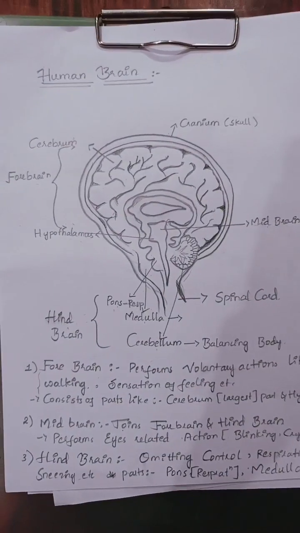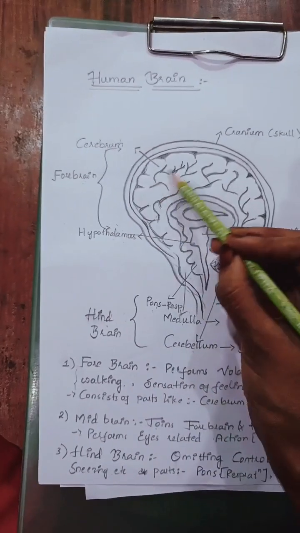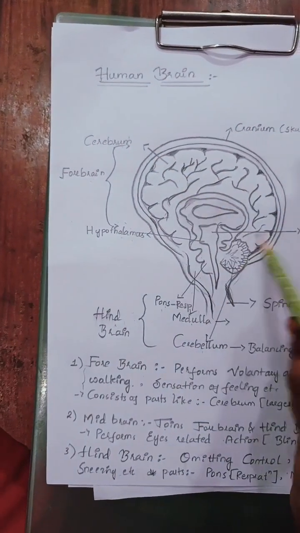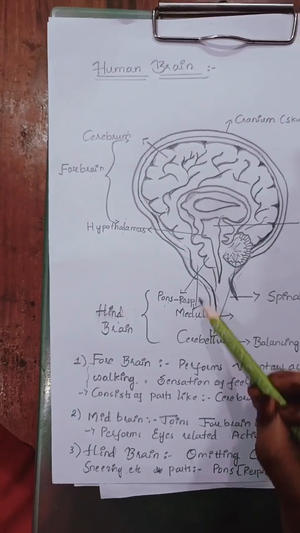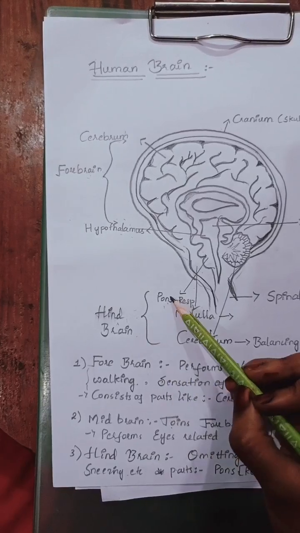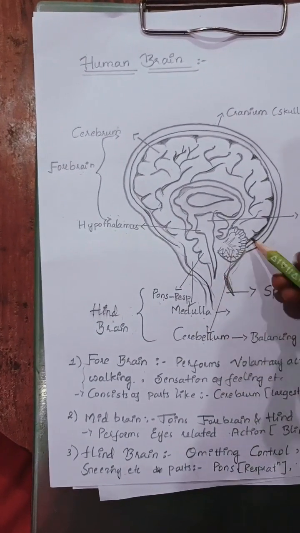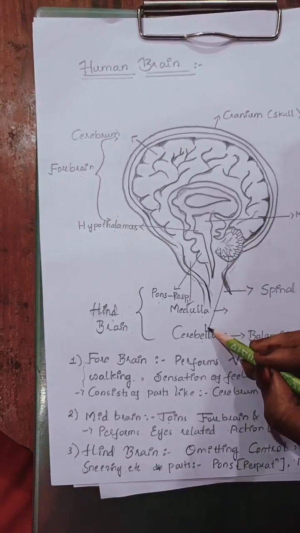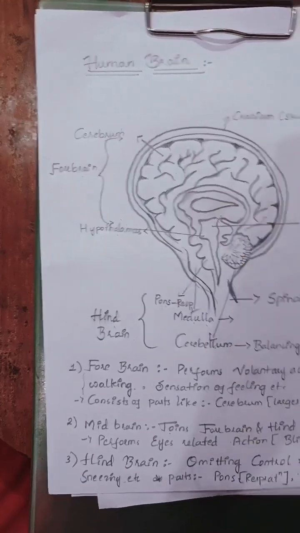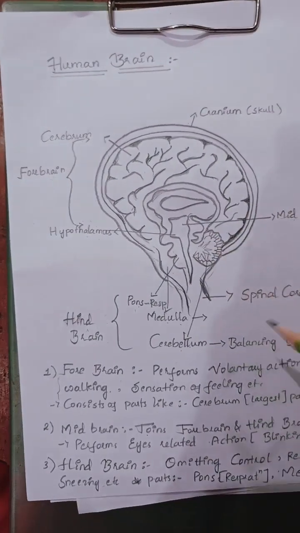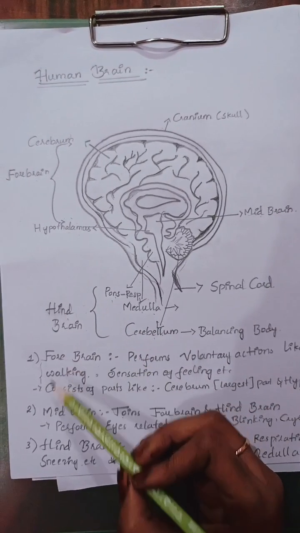So let me explain once again. The forebrain consists of the cerebrum and hypothalamus. The cerebrum is the largest part in the brain. And the midbrain connects the forebrain and hindbrain. And the last one is the hindbrain, which consists of pons, medulla and cerebellum. We can call the cerebellum the small brain also. Okay, this is also called the small brain of this actual brain. Understood? So let's study the function of these parts of the brain.